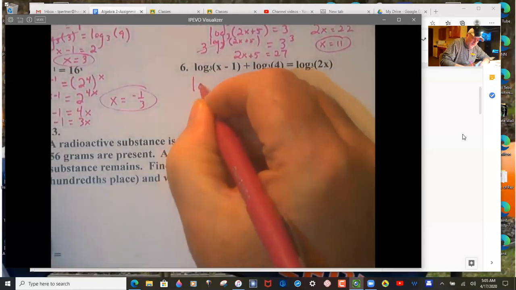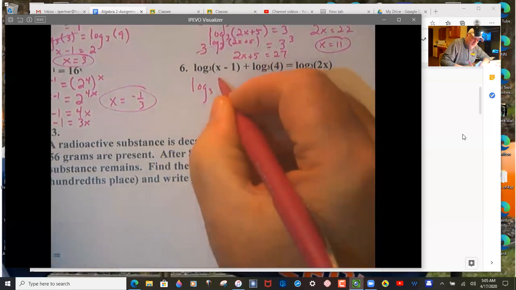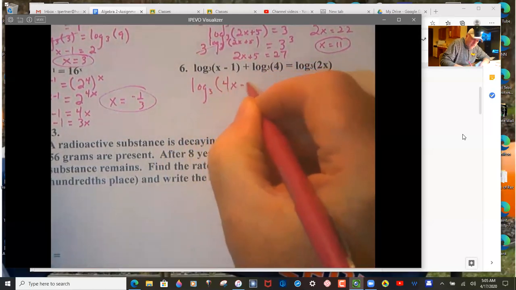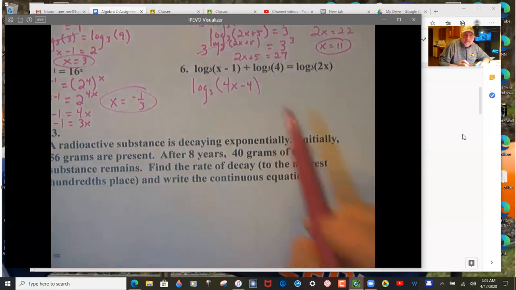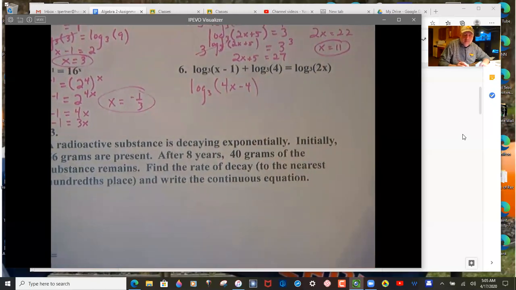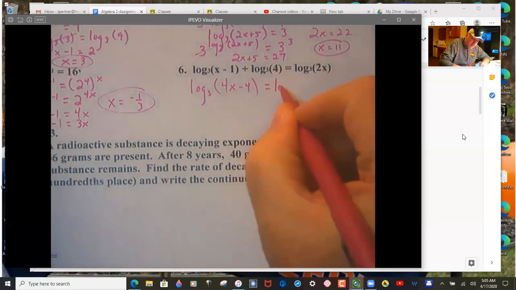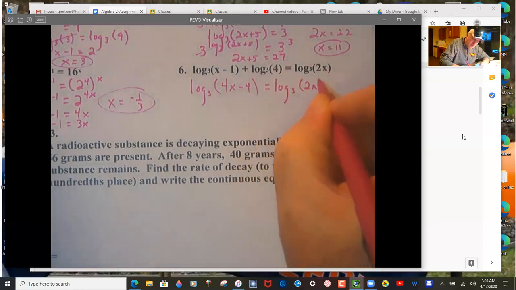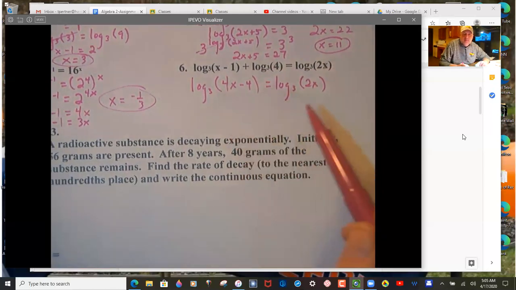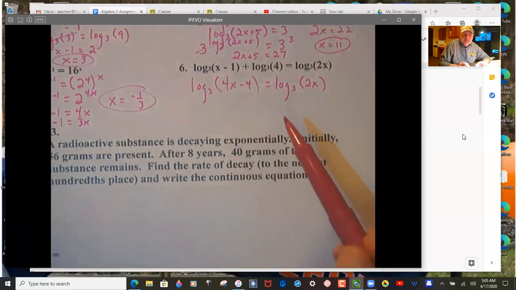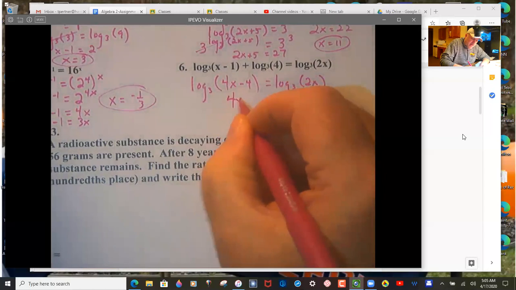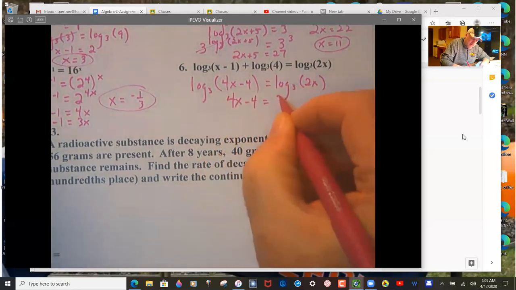Okay, so log base 3 of 4 times x minus 1, 4x minus 4 equals log base 3 of 2x. So now you're ready. Both of those are going to go to the exponent position, and the base is going to be 3. I'm not going to write that, but you got the idea.